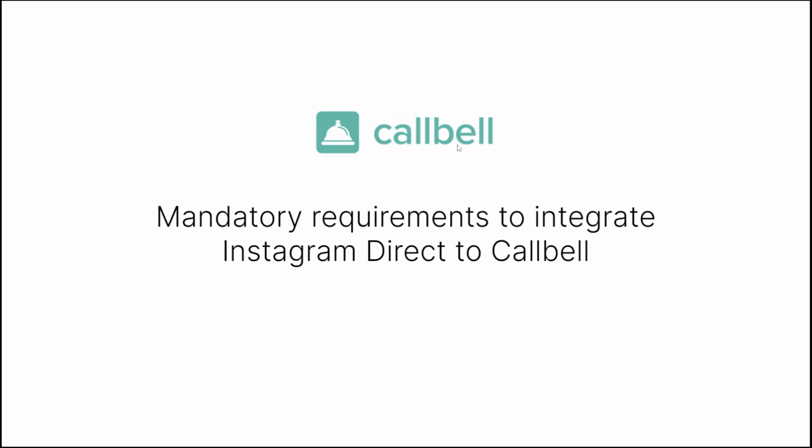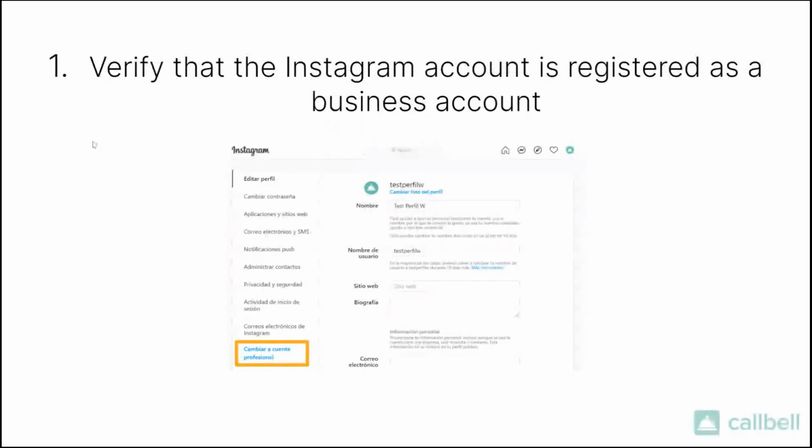So, starting with the mandatory requirements to be able to integrate Instagram Direct. First of all, you're going to need to verify that the Instagram account is registered as a business account. Okay. So if you already have this, which I'm sure many of your companies would already have, but if not, it's a very simple process as well. As you can see here directly in your Instagram settings, you're going to be able to change the account to a professional one or to a business account in case it's not.